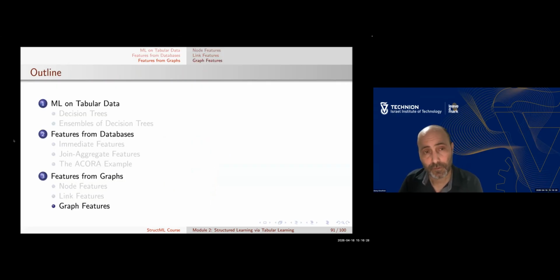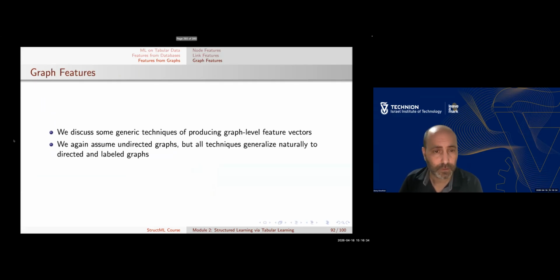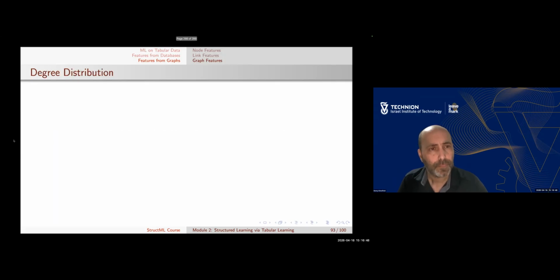Let's talk about graph features, okay? We discussed several techniques. I remind you that we are looking at undirected graphs, and the techniques generalize to directed graphs and label graphs. I'll say something in the end about label graphs and heterographs, okay? So the basic thing is the degree distribution.